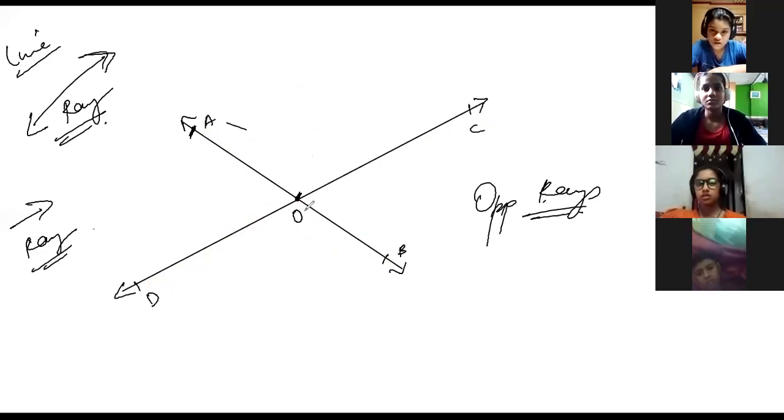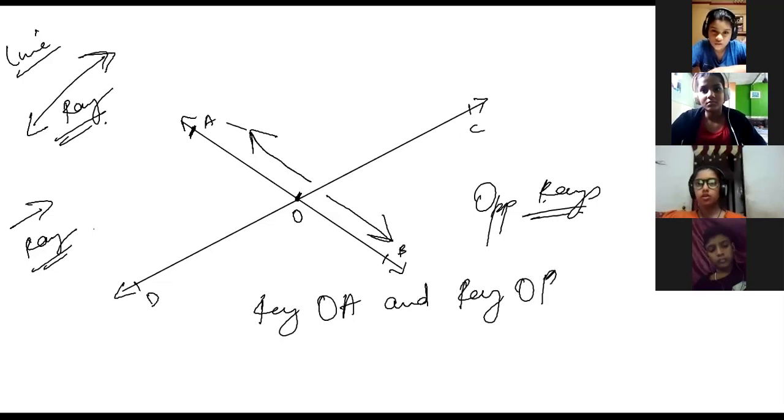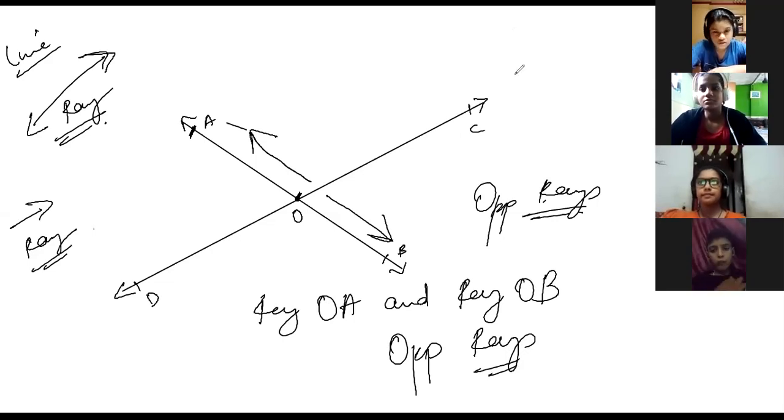Opposite rays. Opposite rays are what? Rays which are in the opposite direction. Now if you see, this ray OA is in this direction, OB is in this direction. So when they are in the opposite direction, ray OA and ray OB are called opposite rays. Simple. Please give me a thumbs up if you understood.